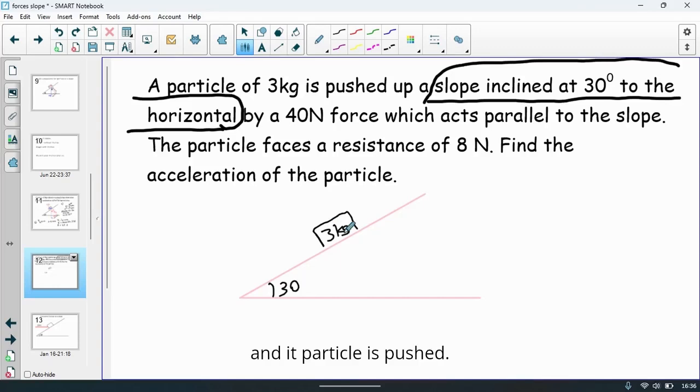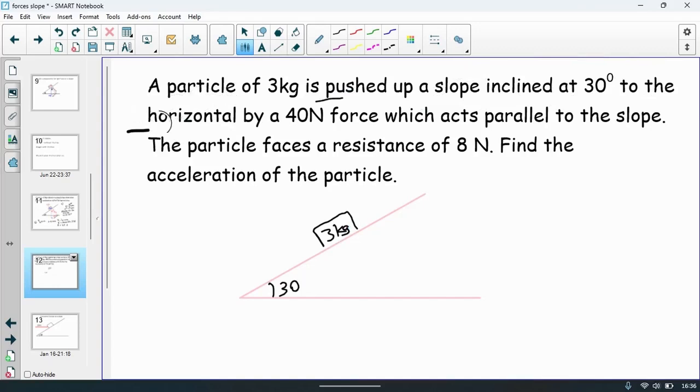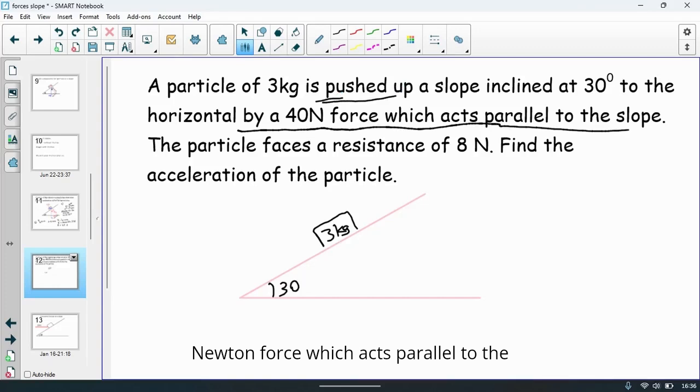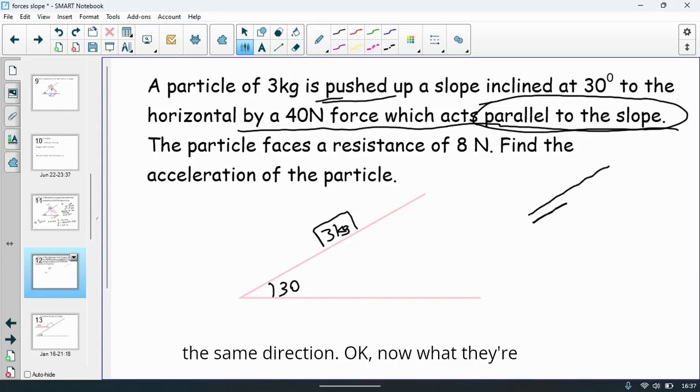And the particle is pushed. Okay, so let's move this. The particle is pushed by a 40 Newton force, which acts parallel to the slope. Again, this is the key point. Now, parallel to the slope means same direction, right? So if our slope is like this, the force will also be in the same direction.